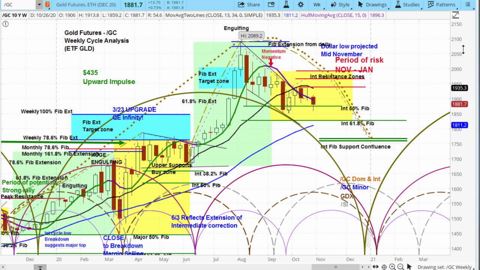Either case, we think the market is going to struggle out through late December, early January, and then get into a much, much more positive period looking at the gold market. So now we're going to look here at the dollar market, $DXY.